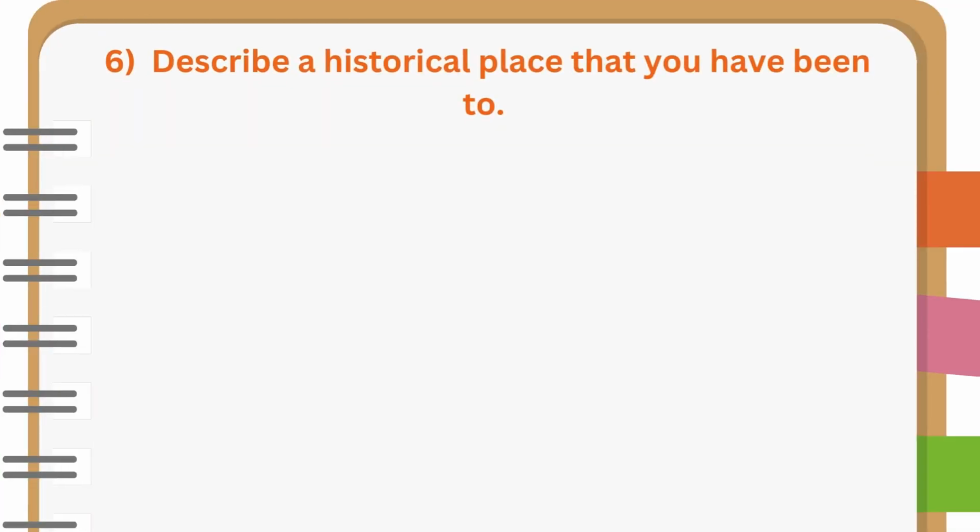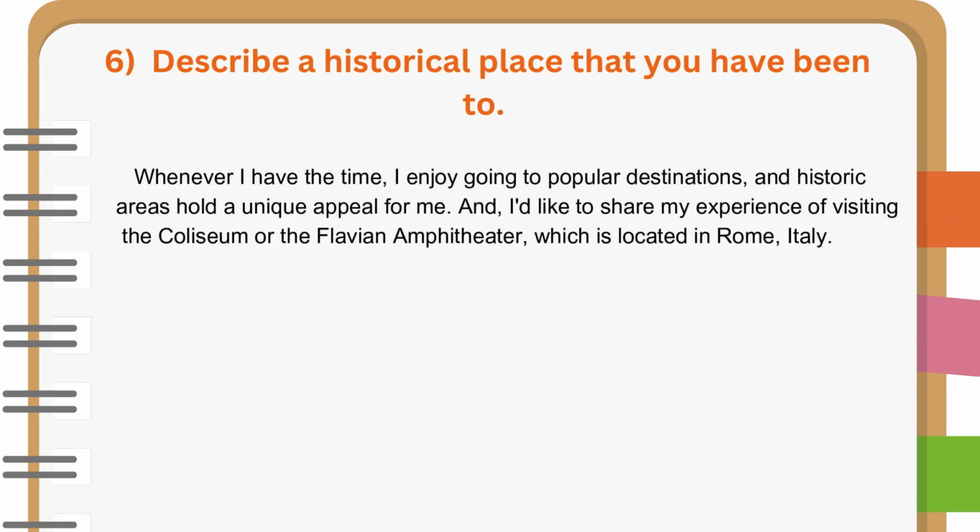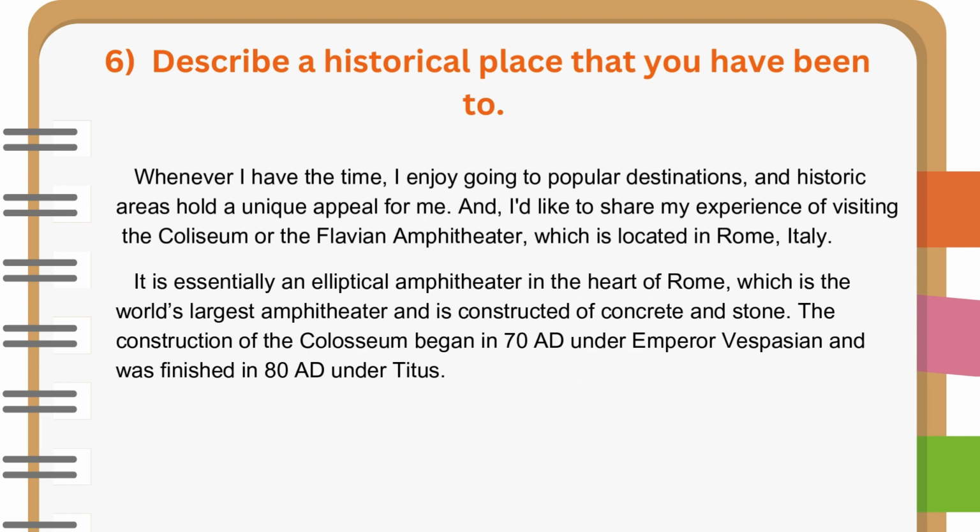Describe a historical place that you have been to. Whenever I have the time, I enjoy going to popular destinations, and historic areas hold a unique appeal for me. And I'd like to share my experience of visiting the Colosseum or the Flavian Amphitheatre, which is located in Rome, Italy. It is essentially an elliptical amphitheatre in the heart of Rome, which is the world's largest amphitheatre and is constructed of concrete and stone.